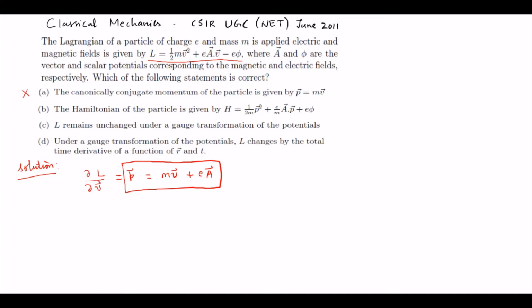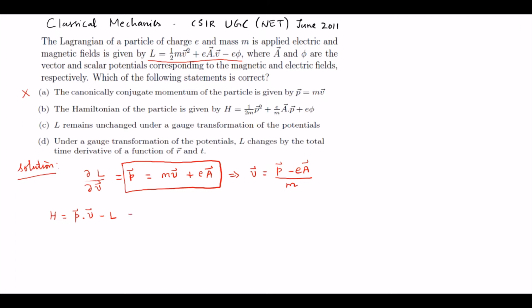For the second option, the Lagrangian is given, so we now have to calculate the Hamiltonian for this system. We have to use the Legendre transformation: H = p vector dot v vector minus L. From this we have to express v vector, because the Hamiltonian is a function of the generalized coordinate and the momentum. Therefore v = (p vector minus eA vector) divided by m.